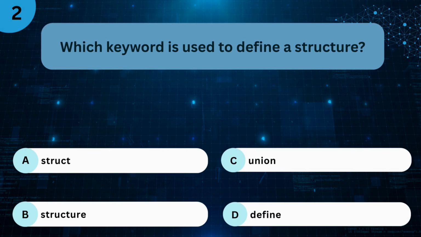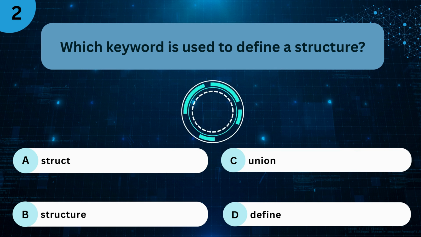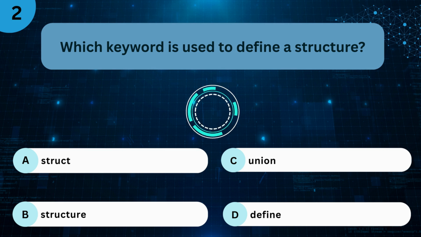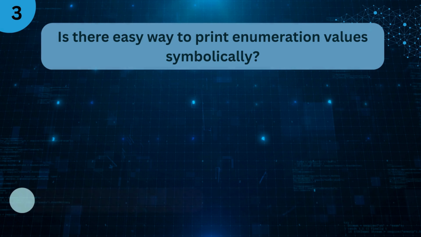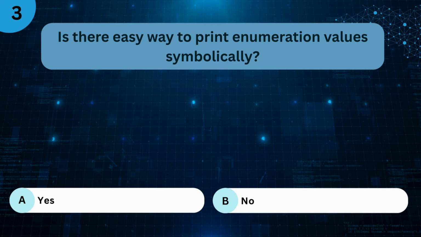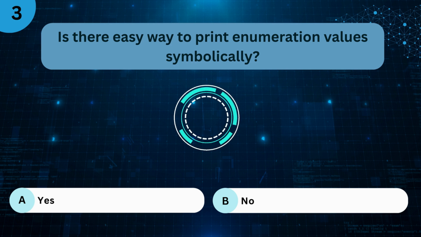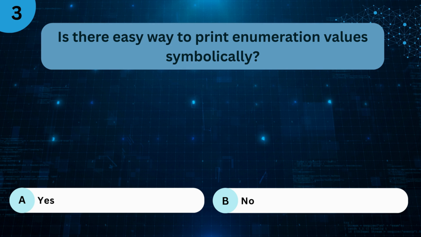Which keyword is used to define a structure? A. Struct. B. Structure. C. Union. D. Define. The right answer is A. Struct. Is there an easy way to print enumeration values symbolically? A. Yes. B. No. The right answer is B.